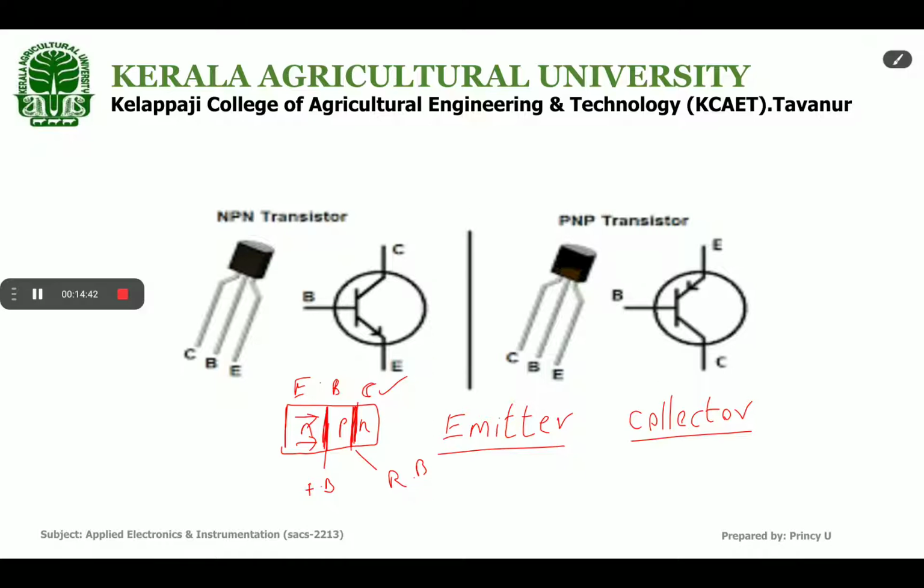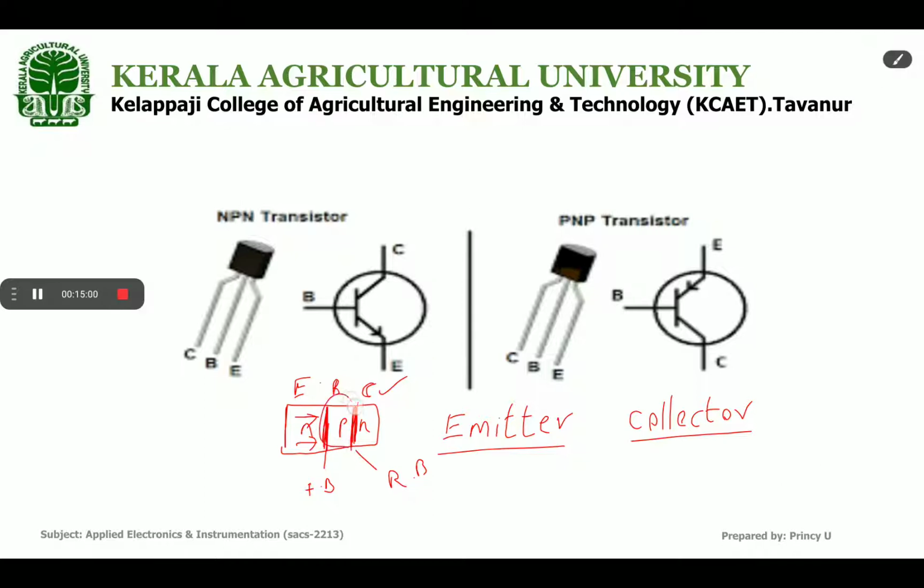Next one is base, the middle section which forms two PN junctions between the emitter and collector, is called base. The base emitter junction is forward biased, allowing a low resistance for the emitter circuit.